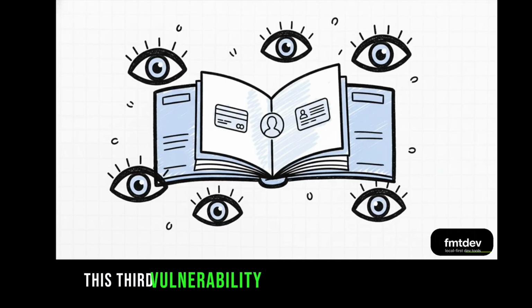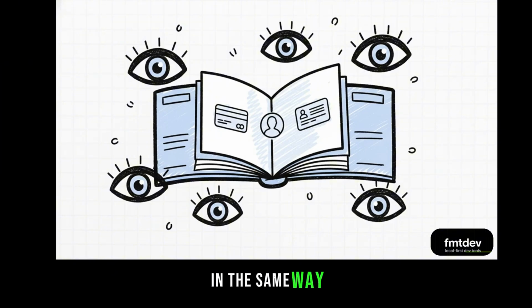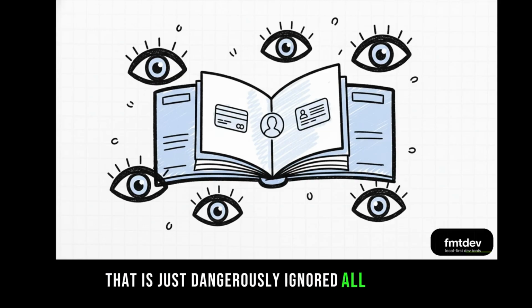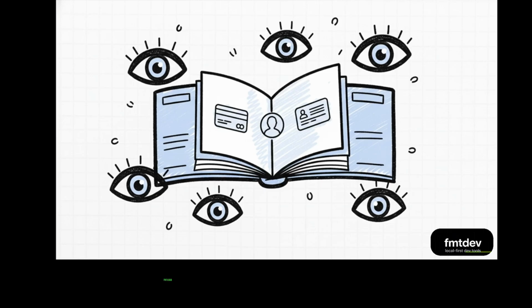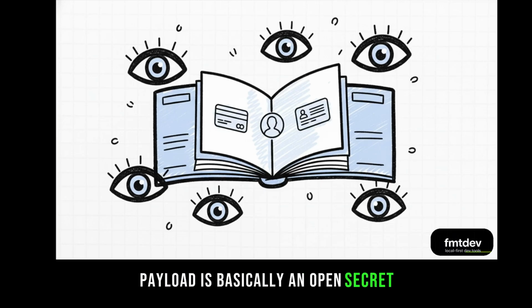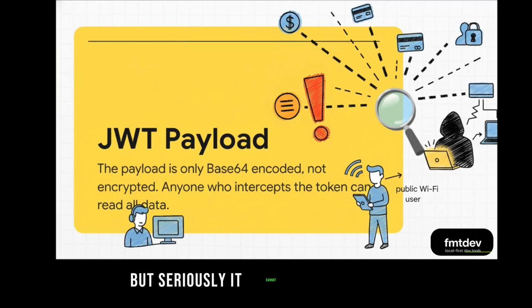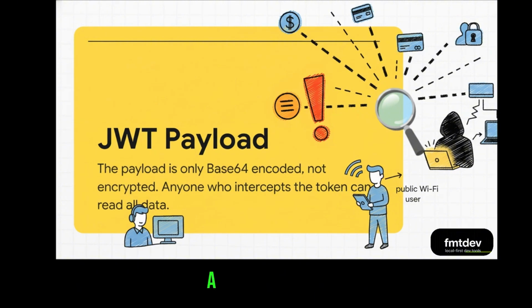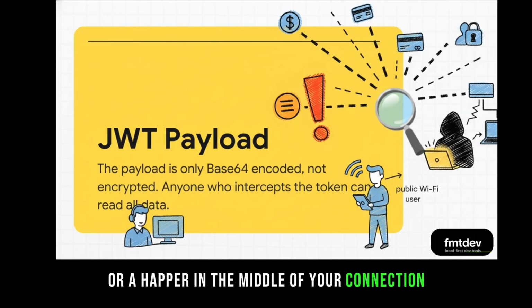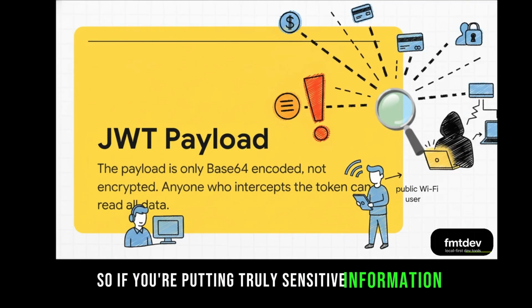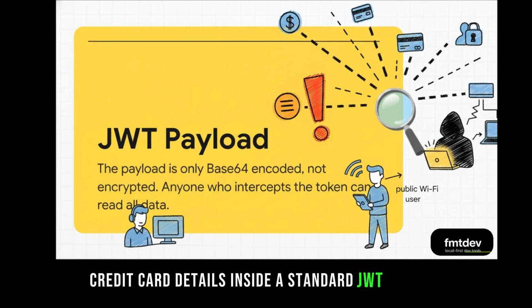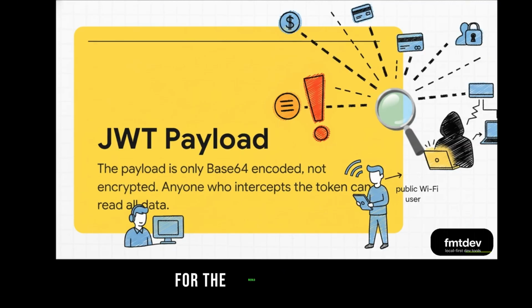Now, this third vulnerability isn't really an active hack in the same way. It's more of a fundamental property of JWTs that is just dangerously ignored all the time. And that is the simple fact that the token's payload is basically an open secret. We've already touched on this, but seriously, it cannot be said enough. Anyone who gets their hands on a JWT can instantly read everything in the payload. That could be someone on the same coffee shop Wi-Fi, a network admin, or a hacker in the middle of your connection. So if you're putting truly sensitive information, I'm talking social security numbers, personal health info, credit card details, inside a standard JWT payload, you are practically broadcasting it for the world to see.